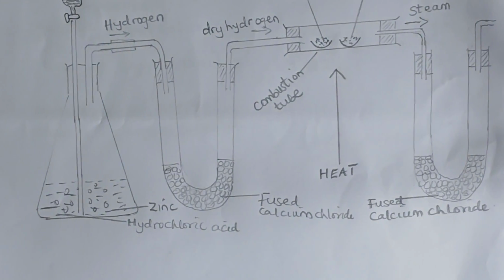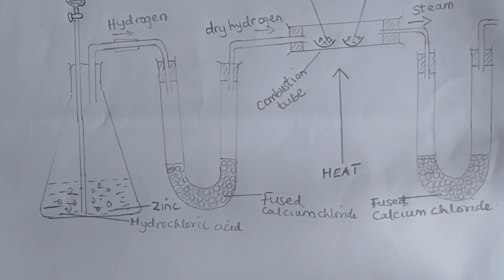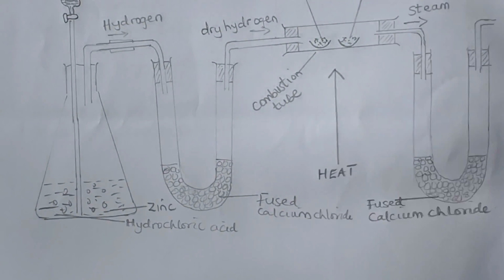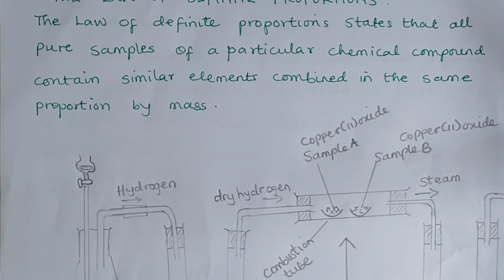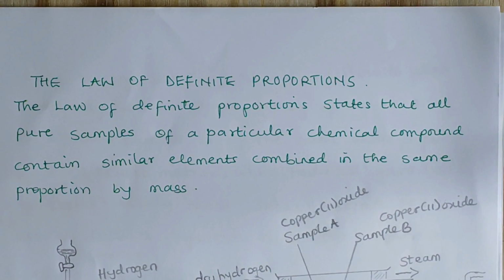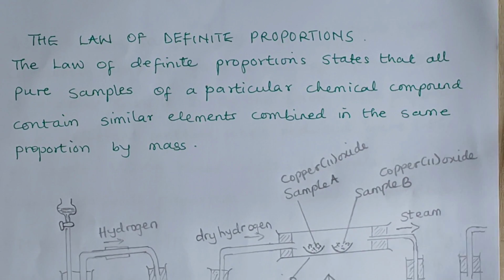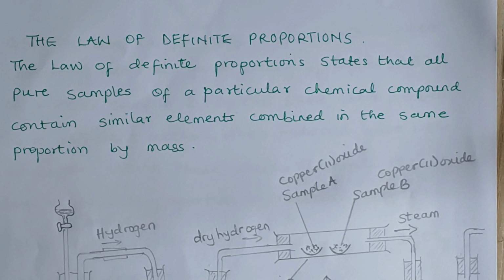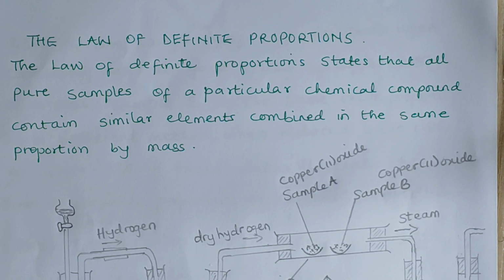The next one here is the law of definite proportions. And the law of definite proportions states that this law of definite proportion actually also means the law of constant composition. That is, the composition of a compound, whether in Lagos here or in UK, the composition is always constant.